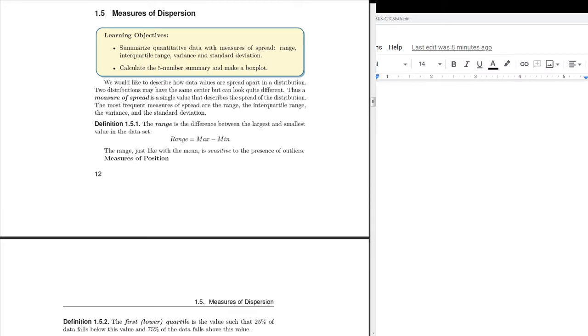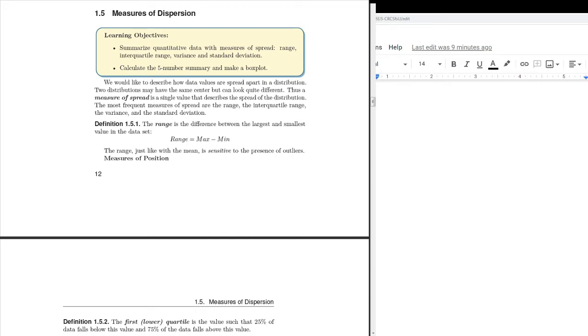In this video we're going to look at ways of describing the spread of a distribution. In the last video we discussed ways of describing the center of a distribution. However, two different data sets with the same center may look quite different. We can describe how dispersed the values are within a distribution by defining a measure of spread. The common measures we'll look at are called the range, the interquartile range, the variance, and the standard deviation.